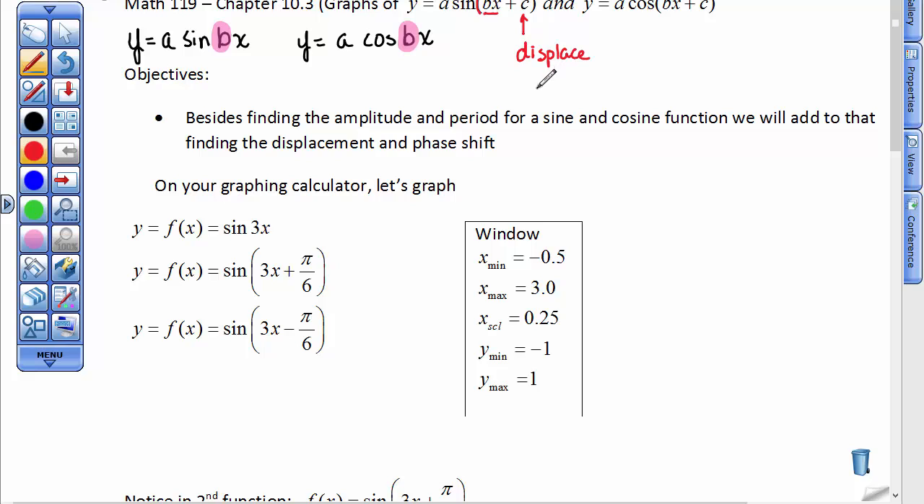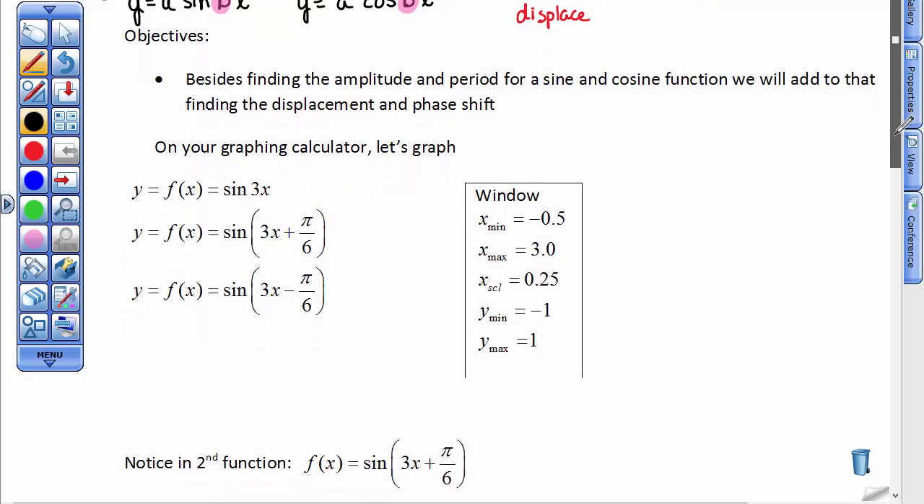Remember, sine starts at 0, 0 at the origin, and cosine tends to start high, depending on the amplitude of the curve. So it starts high at the amplitude point, or low in case this amplitude value is negative. If you take your graphing calculator and graph y equals the sine of 3x and y equals the sine of 3x plus pi over 6, be sure to be in radian mode. And also, this window would be nice for graphing just these two.